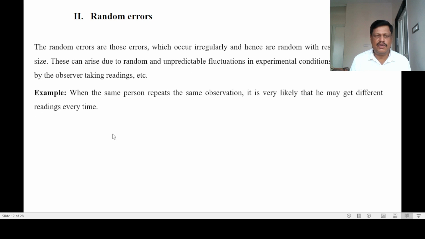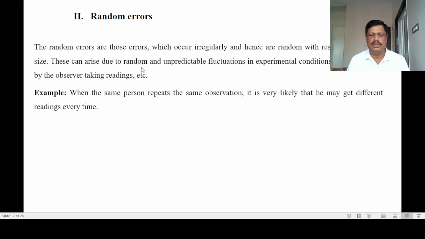The second type of errors are random errors. Up to the last slide, we discussed systematic error. Random errors are those errors which occur irregularly and hence are random with respect to sign and size.